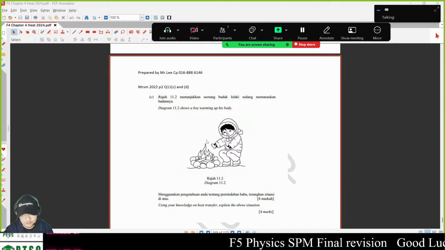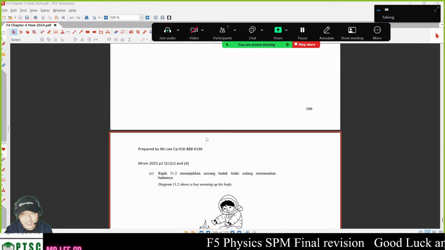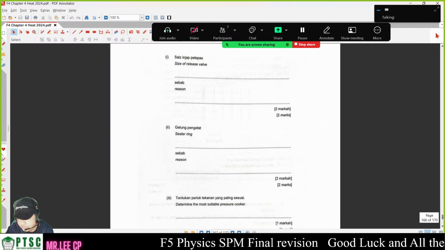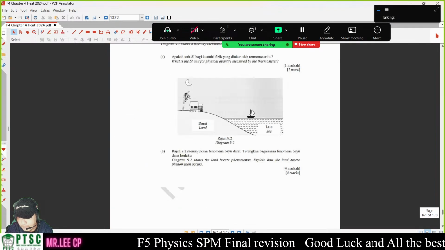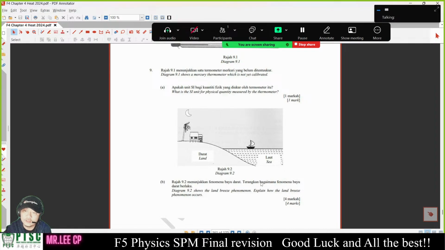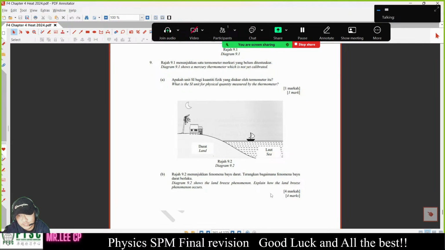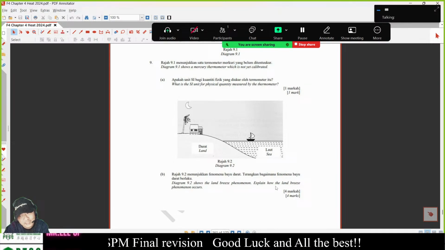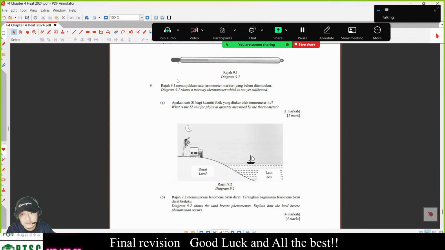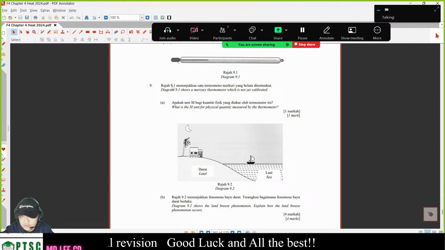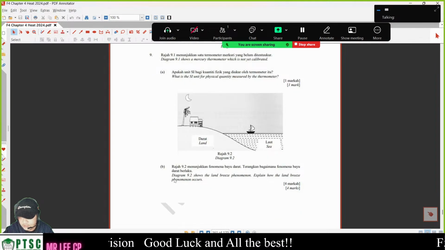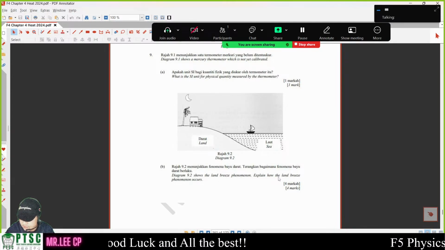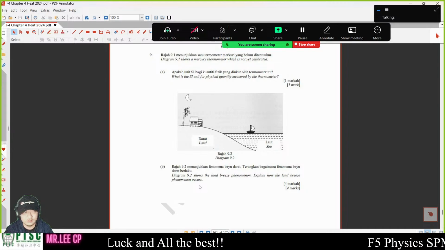You don't expect this one to get full marks, so you try to write more. Normally for an essay question like this, we don't have the answer. So this 4-mark question, we don't have the answer. Even me, I can get 3 marks only. Now this question is Sarawak 2021. Diagram 9.2 shows the land breeze phenomena. Explain how the land breeze phenomena occur. So you see how I answer right here.